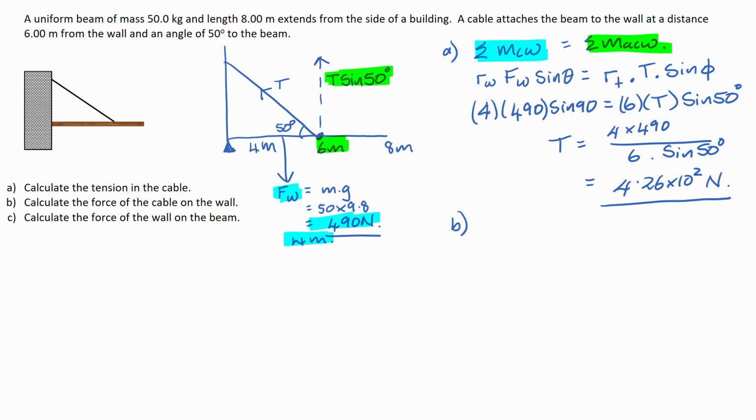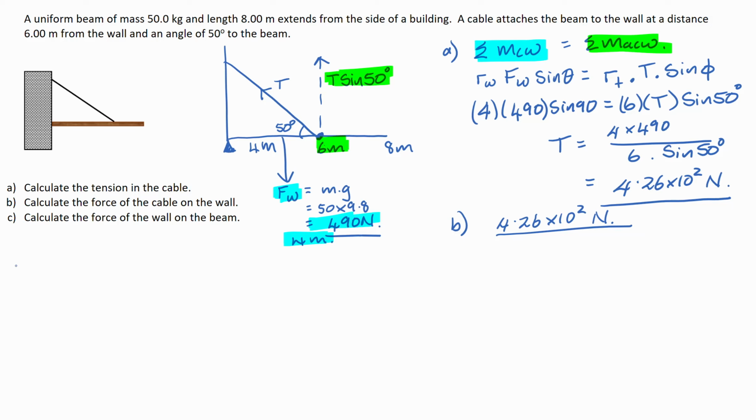So you've calculated the force, the tension in the cable. So the cable's pulling on the wall. So it's going to have an equal and opposite force. So therefore the force on the wall will also be 426 newtons. Okay.